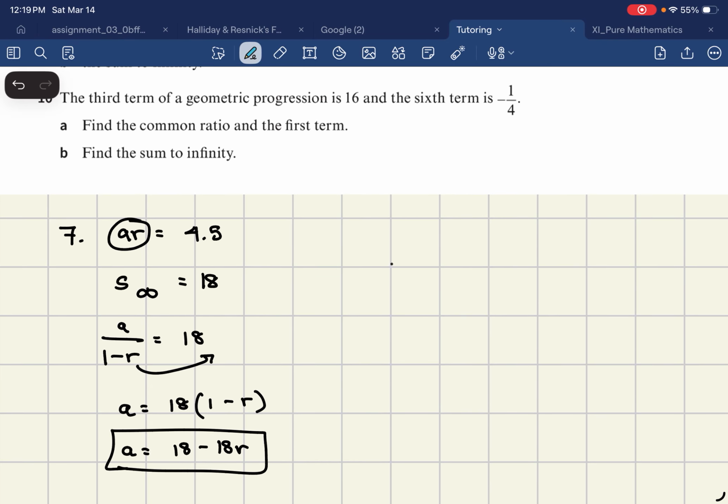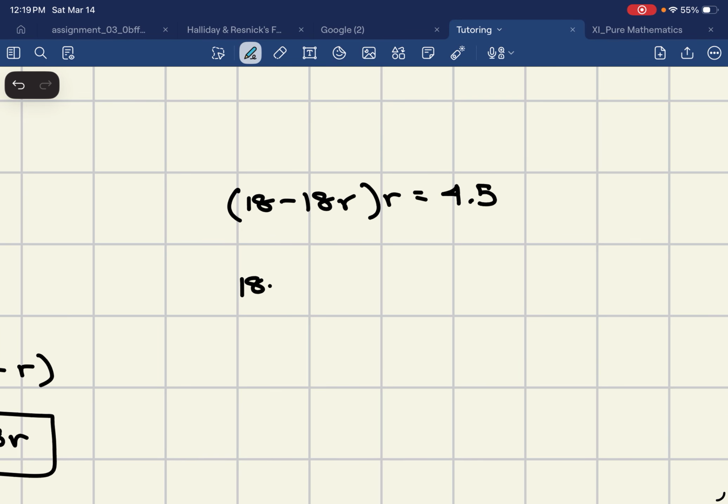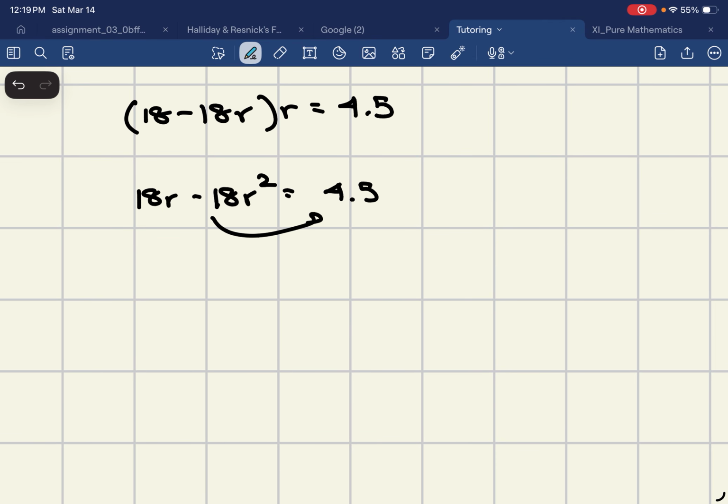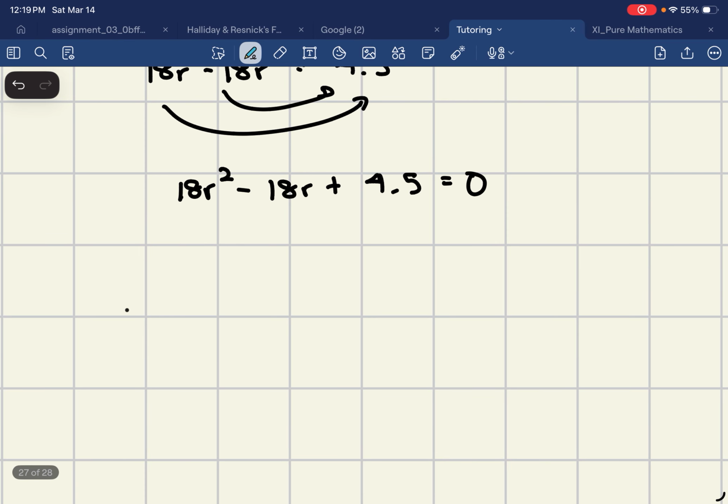If I substitute it here, AR, I get 18 minus 18R times R is 4.5. So I have 18R minus 18R squared is equal to 4.5. And this is a quadratic equation. So if I take all terms to one side and simplify, I get 18R squared minus 18R plus 4.5 is equal to 0. And now I can use the quadratic formula.